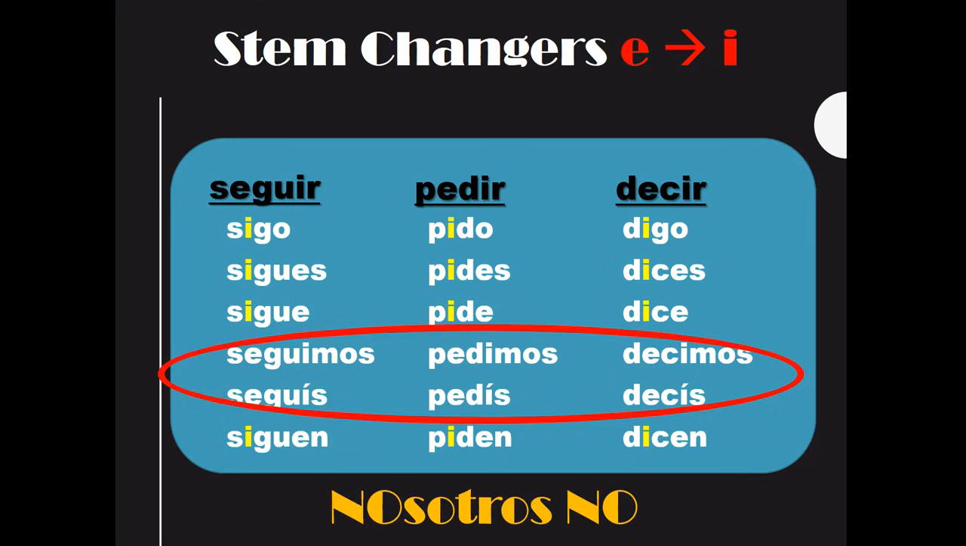And I like to tell my students, nosotros no. Get it? Nosotros no. There are no stem changes in the nosotros form. There really aren't any changes in the nosotros form, not usually. So see the I here changed to an E here, here, and here. But this I stayed an I in the nosotros and the vosotros form. And this E stayed an E in the nosotros and the vosotros form. Okay? Nosotros, no.